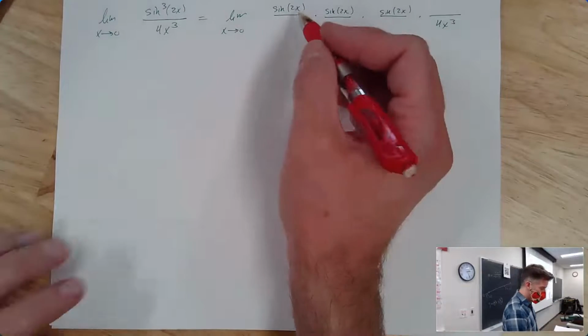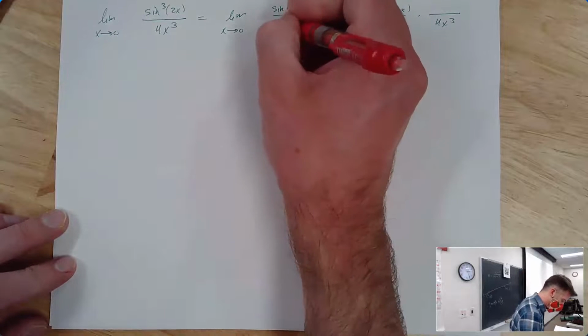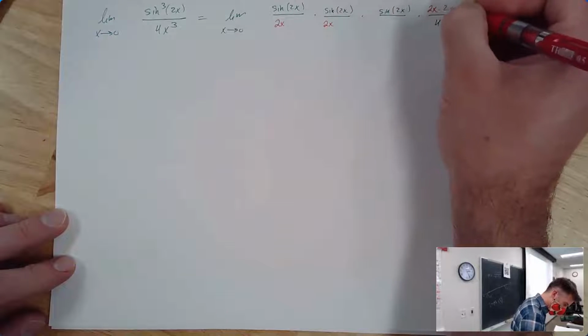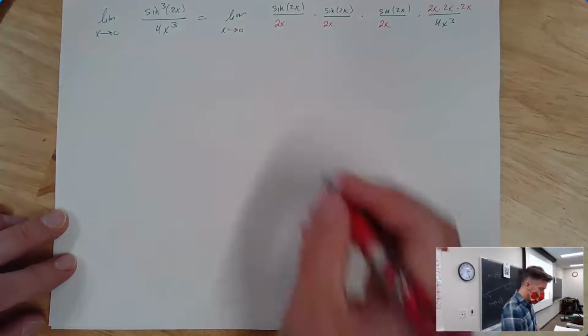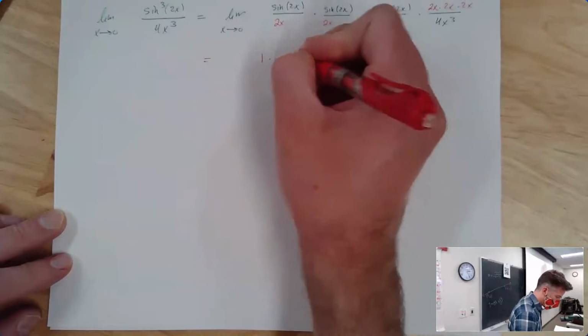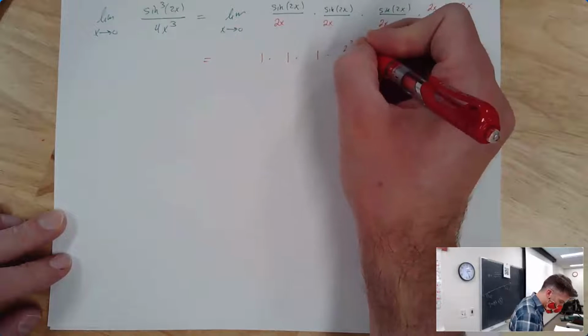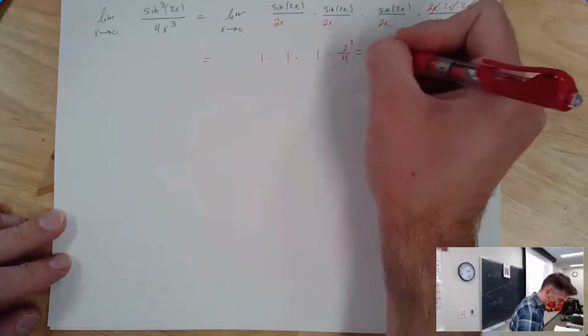And then what do we wish we had beneath every sine of 2x? A 2x. And then that limit ends up being 1 times 1 times 1 times 2 times 2 times 2 over 4, which ends up being 8 over 4, which is 2.